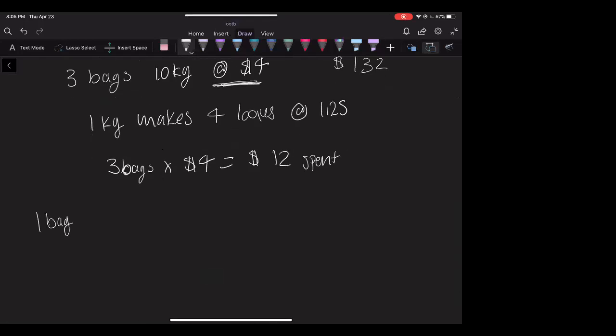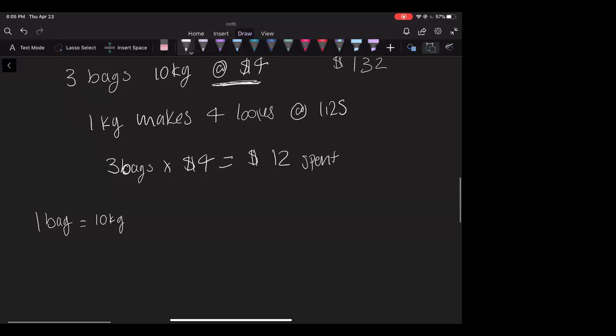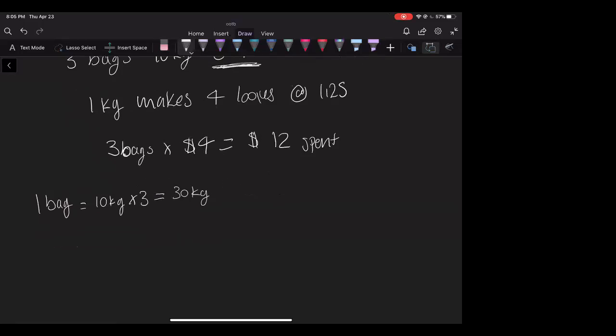Okay, so you have one bag. One bag has 10 kilograms, and how many bags did I buy? 3 bags. So we're gonna do 10 times 3. How much does that give us, Arush? 30. That gives us 30 kilograms. And 1 kilogram makes 4 loaves. So we're gonna figure out how many loaves he made.